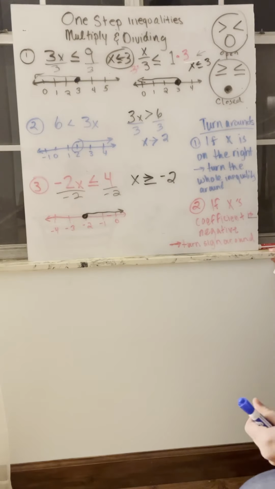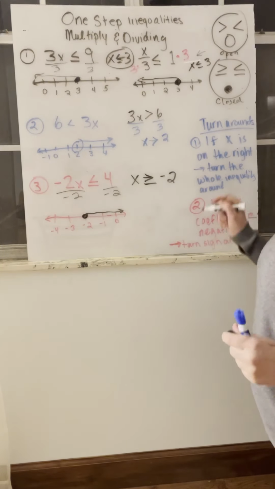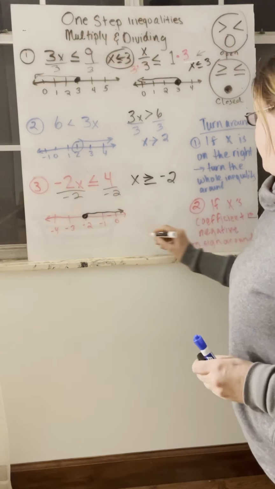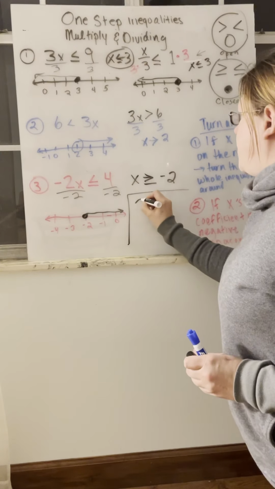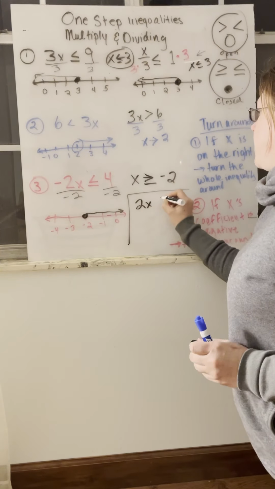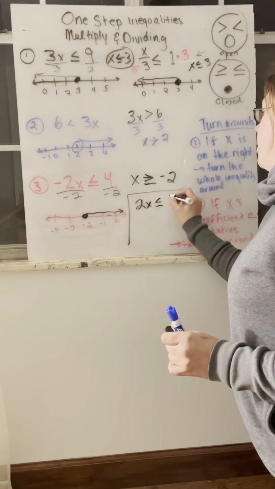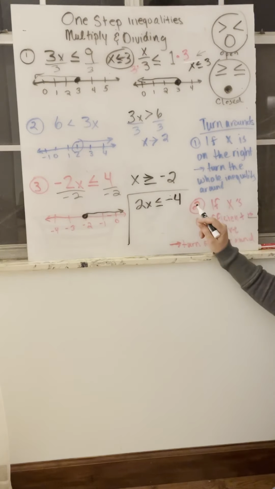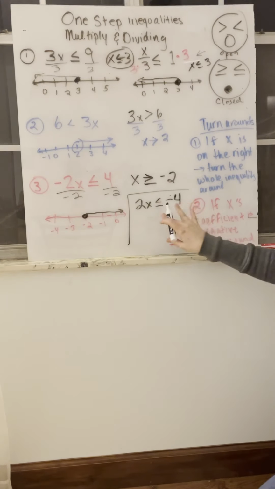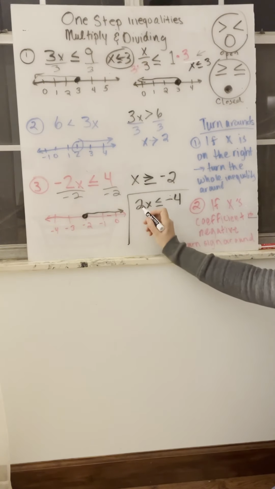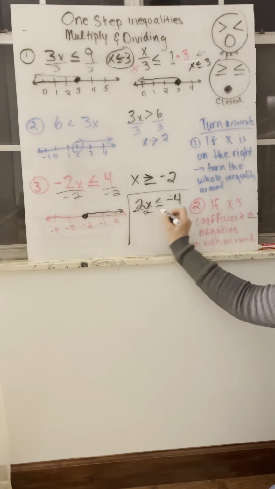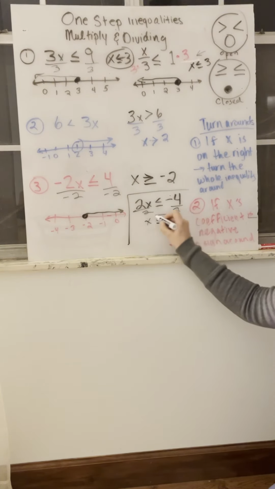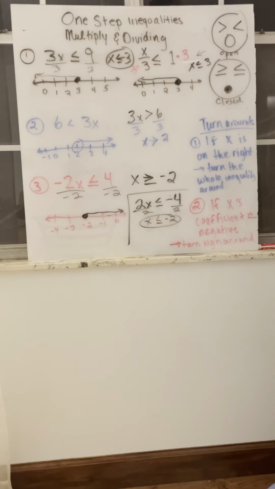Now, if you have any other number that's negative that's not a coefficient, it doesn't do anything to it. For instance, let me do another one right here. Say I had 2x is less than or equal to -4. This negative here doesn't do anything. It doesn't change the direction of the sign. It's only if your coefficient is negative. So again, we divide through, and x is less than or equal to -2.